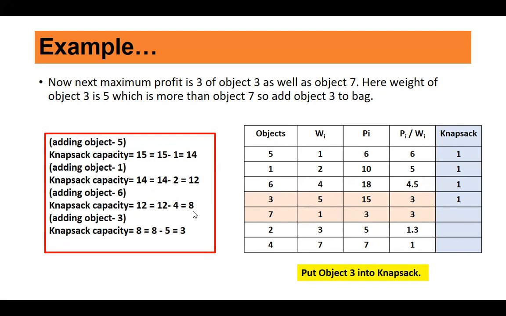So what was the capacity of the sack? It was 8, right? The weight of object 3 is 5. So 8 minus 5, now the capacity of the sack is 3, right? So what we did, we pushed object 3 onto the sack and we selected it as a whole. The whole 5 weight is considered here and put into the sack.